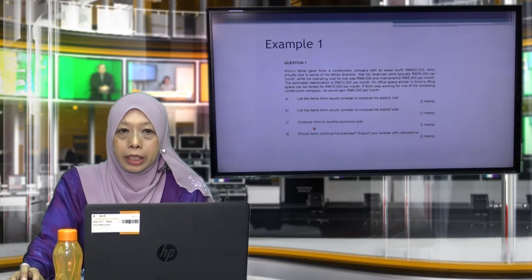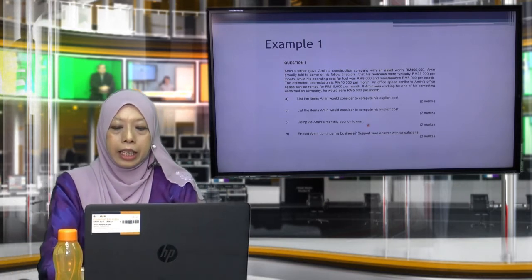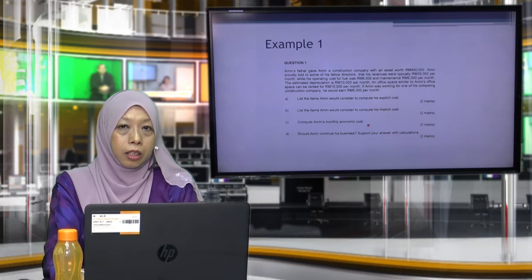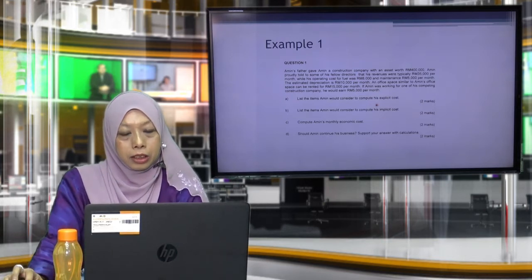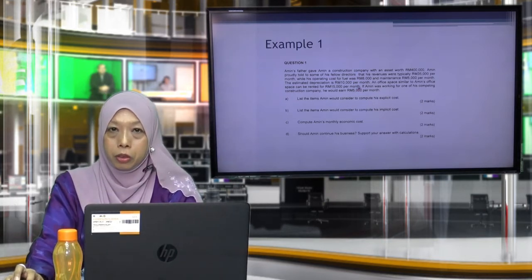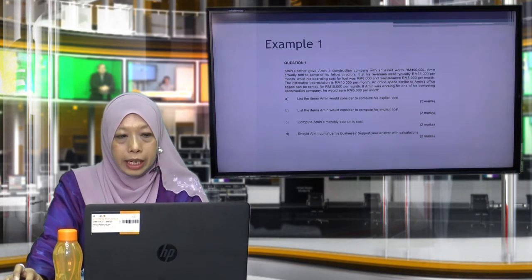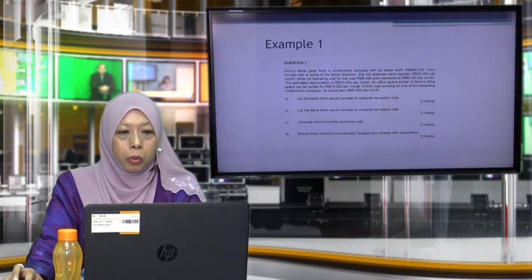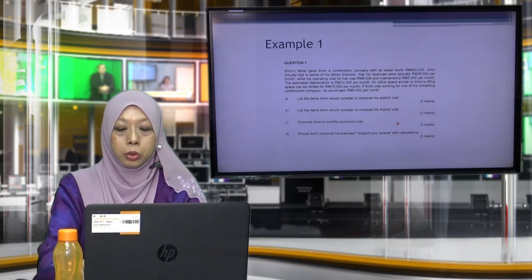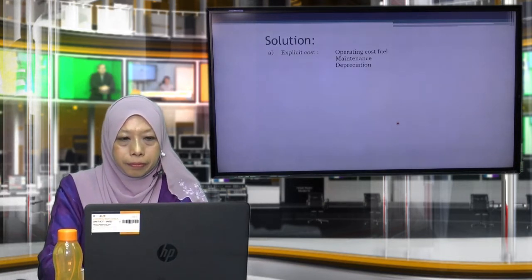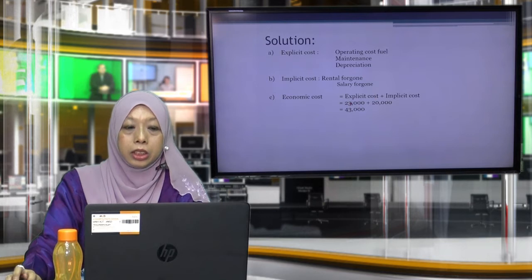Now, the third question requires you to calculate Amin's monthly economic cost. Remember that economic cost comprises both explicit and implicit cost. Explicit cost just now comprised operating cost for fuel, which is 8,000, and then we have the cost of maintenance, which is 5,000, and the depreciation charges. When you total up these three items, you're going to find out that your explicit cost is equal to 23,000. So the explicit cost value here is 23,000.